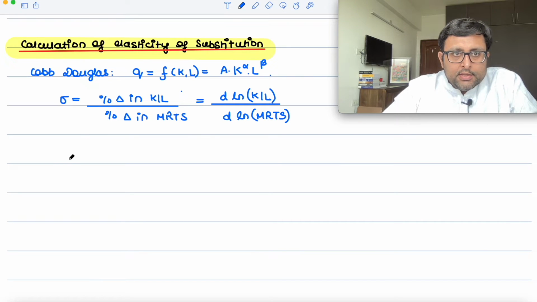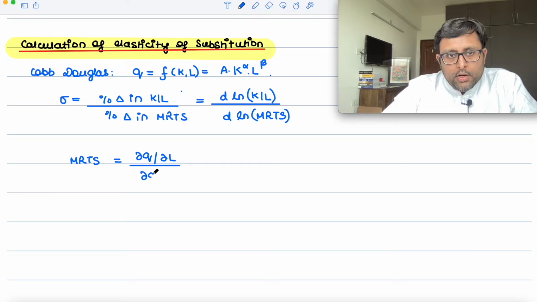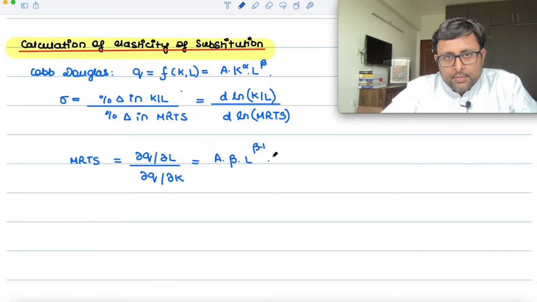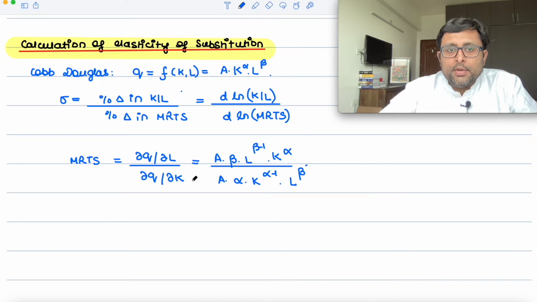So let me just find out MRTS first. MRTS is del Q by del L, MPL, upon del Q by del K. That is what MRTS is. So del Q by del L for this production function is what? A beta L to the power beta minus 1 K to the power alpha. That is what MPL is. Del Q by del K is what? A alpha K to the power alpha minus 1 L to the power beta.